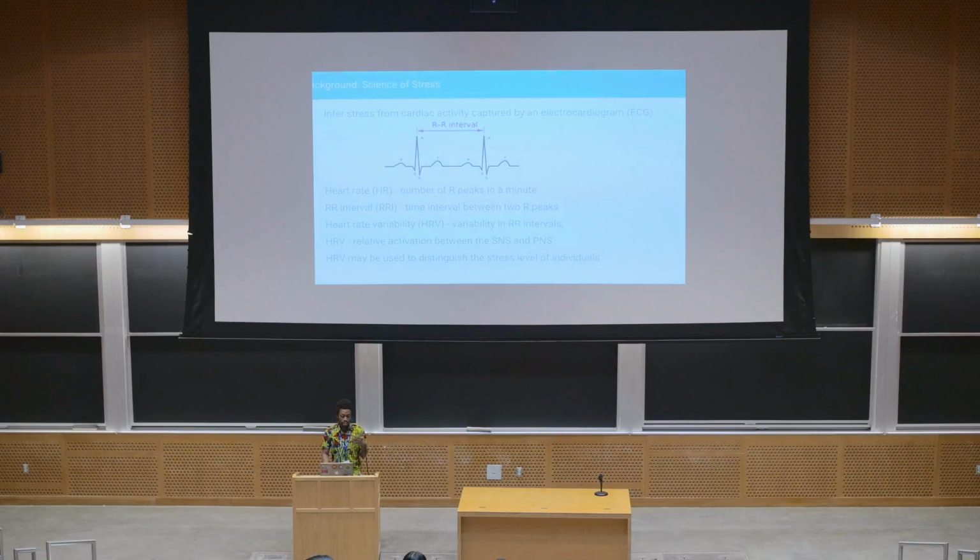So, having said that there's a cardiac response to stress, we can infer that a person is stressed by looking at their cardiac activity, which is captured by an electrocardiogram. An electrocardiogram is what you see in the picture over there. Heart rate is the number of R peaks in a minute in an electrocardiogram, and the RR interval is the time interval between the R peaks. Heart rate variability is the variability in RR intervals, and it deals with the relative activation between the sympathetic and parasympathetic nervous systems. And so we could possibly distinguish between the stress levels of people by looking at their heart rate variability.